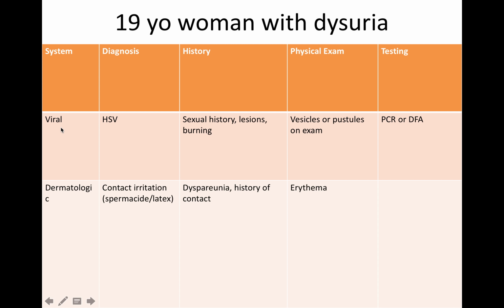Also, don't forget about viral infections like HSV. If there are vesicles or pustules on exam, really makes you think about herpes. And then don't forget about contact dermatitis, irritation with a spermicide or latex allergy. That can also cause it.